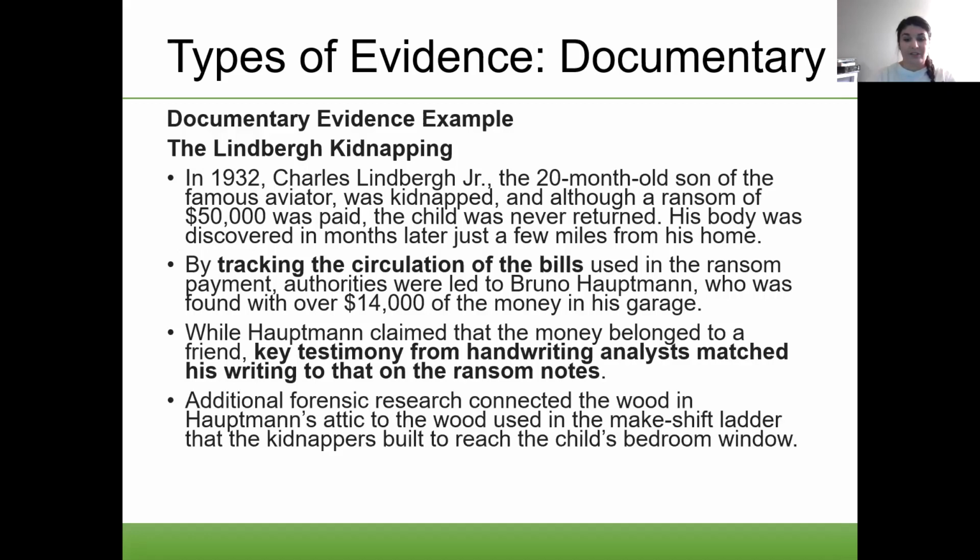Additional forensic research connected the wood in his attic to the wood he used as a makeshift ladder to kidnap the child. And then he was convicted and executed in 1936.